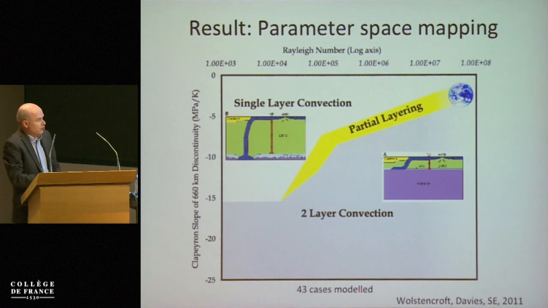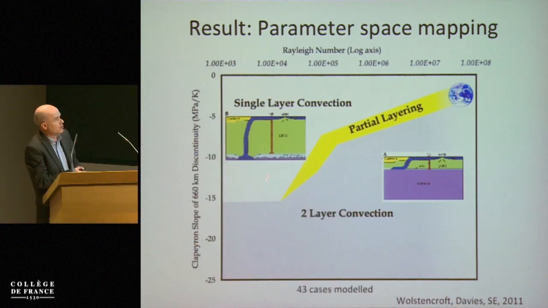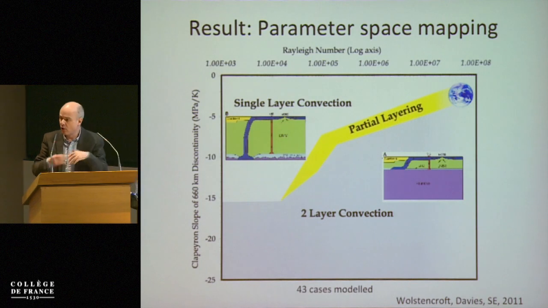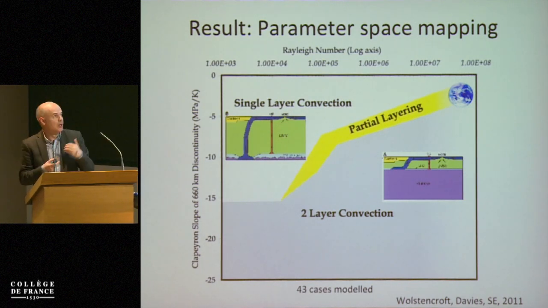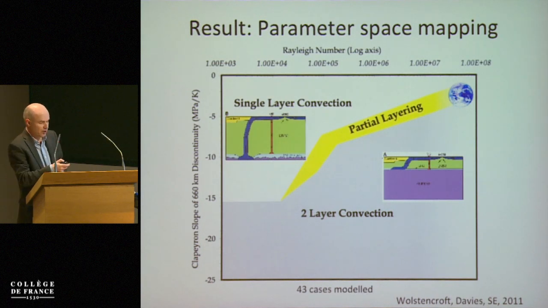We did 43 different cases, varying the Clapeyron slope at 660 and the Rayleigh number, the vigour of convection. Basically there would be dots across this figure, and this whole region here was where we got single layer convection; the phase change made no difference. In this region here we had two-layered convection, and then there was a region in between where we would get partial layering, either in time, as I showed in the previous slide, or spatially, where certain regions are layered, but material is passing through in other regions.